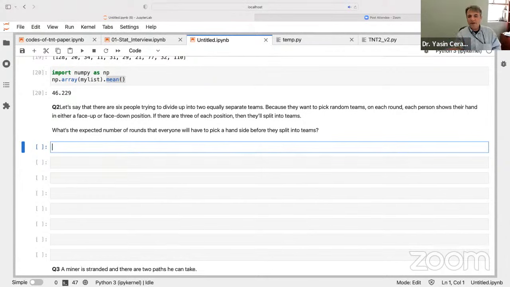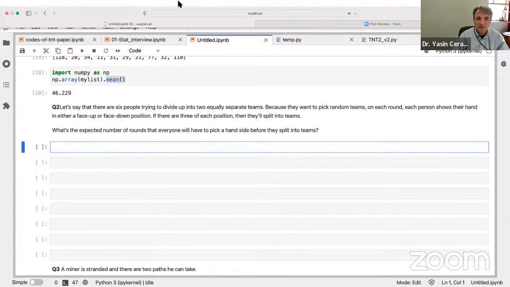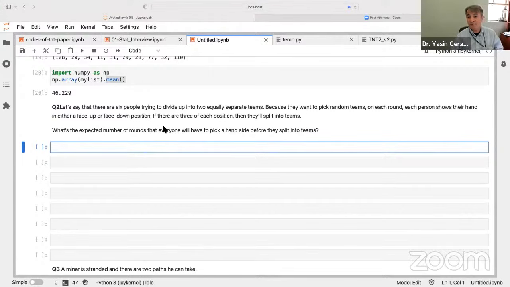Depending on how they show their hands up or down, they are going to be randomly split into 2 teams. 3 ups will be in one team, 3 downs will be in another team. So if we have 2 people showing up, 4 people showing down, we keep repeating the experiment. So you see, at each round, there is a failure. And the moment we have the success, we're going to stop.